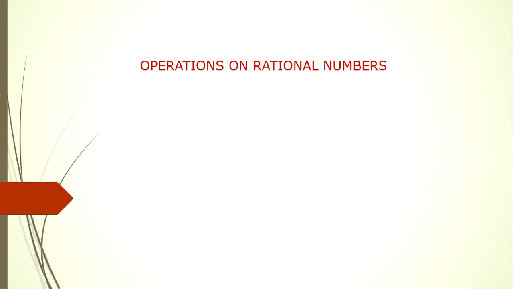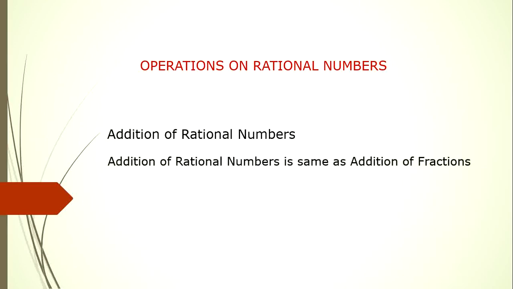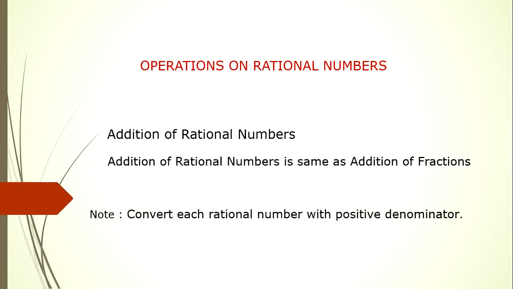Operations on rational numbers. Addition. First, let us see the addition of rational numbers. Addition of rational numbers is the same as the addition of fractions. Do you remember how to add fractions? And the more important thing in rational number addition is we have to convert each rational number to one with a positive denominator. That is the most important thing.